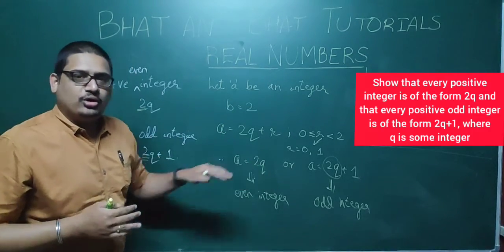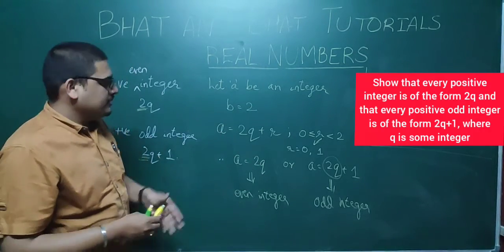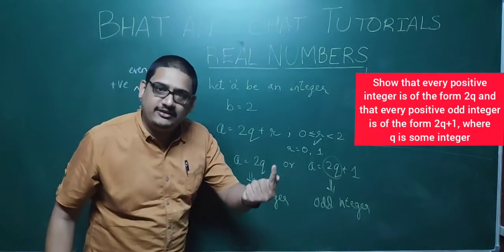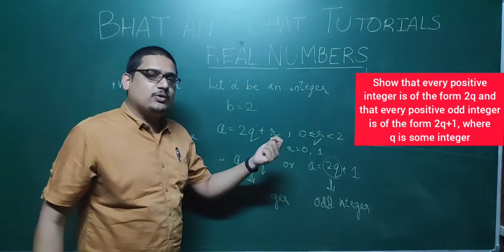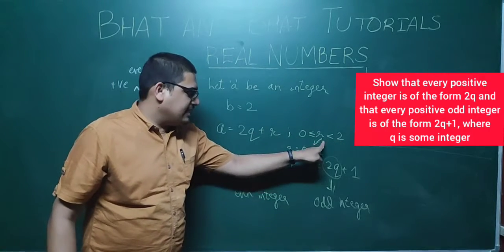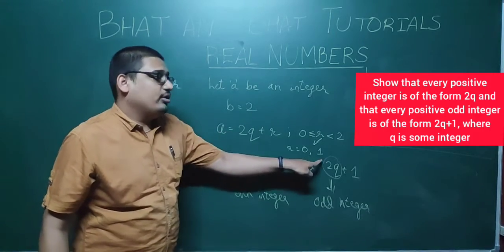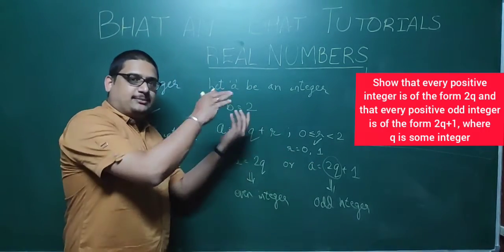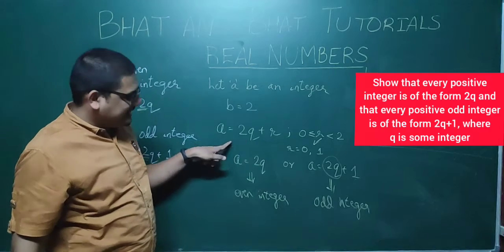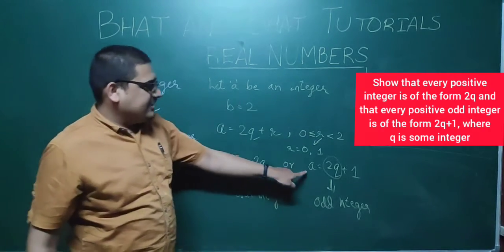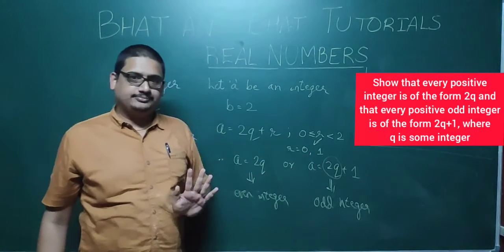Convert that into Euclid's division lemma expression: a is equal to 2q plus r. Now use the condition given in the division lemma, that is r greater than or equal to 0 and less than b. That means r is greater than or equal to 0 and less than 2. Therefore my r can be 0 and 1. Do the back substitution in the expression. I get a is equal to 2q plus 0, which is 2q, or a is equal to 2q plus 1.